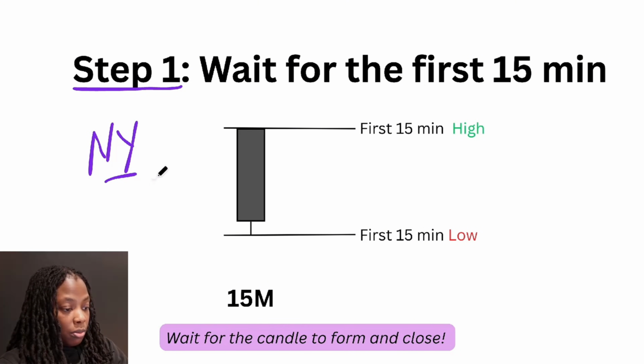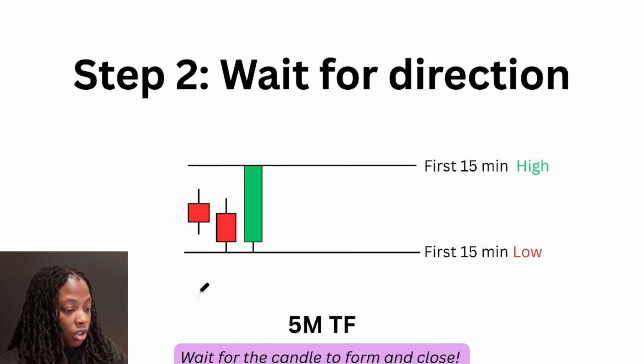So what I typically do is wait for the first 15-minute candle to form and close, and then I mark the 15-minute low and the 15-minute high. If it has wicks, yes, you mark the wicks like I have done here in this example. I mark the low.